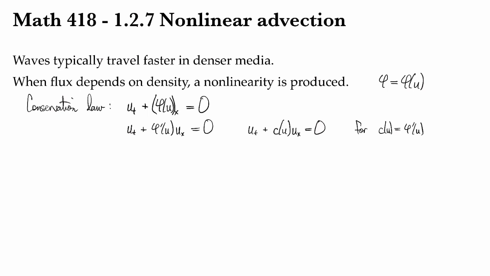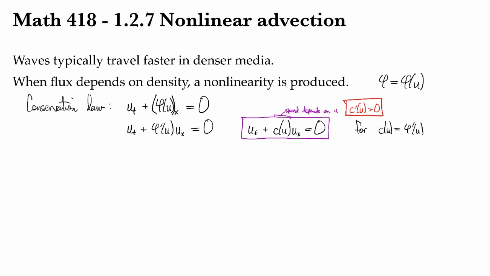And the upshot is that we can just work with this new advection equation where the speed here now depends on the density. All right. So then, I guess it's probably worth noticing that there's a standard assumption that goes with this, and that is that c prime of u is positive, with the idea that the denser the wave, the faster the wave travels through it.